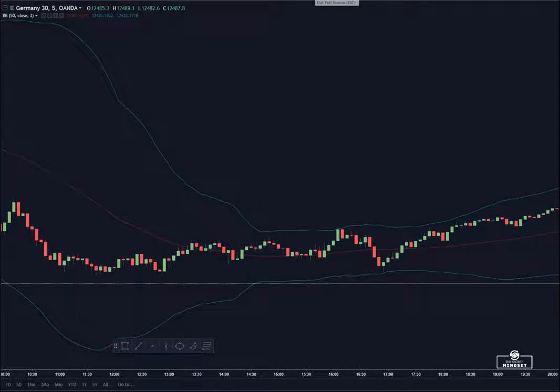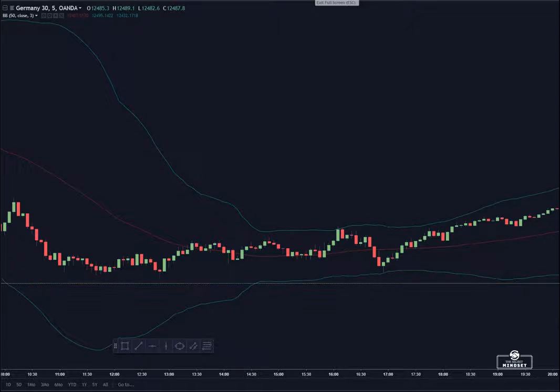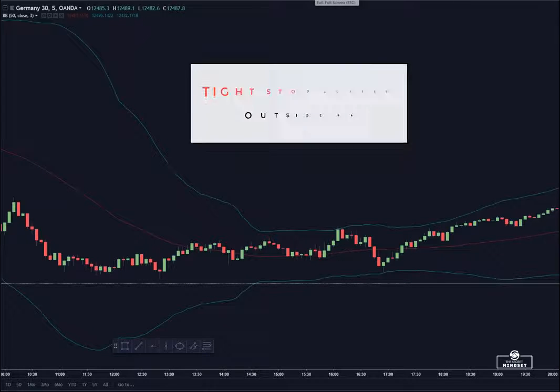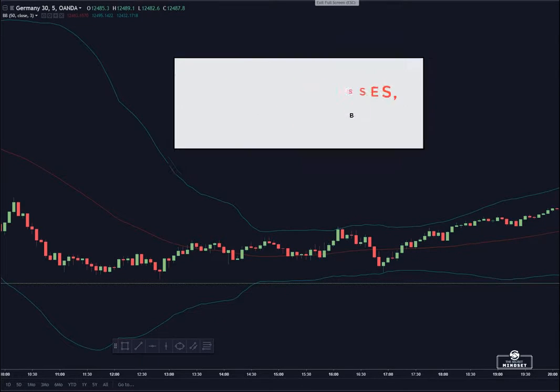Here's another example on the DAX index chart. Here we have a great short entry at the upper Bollinger Band, followed by an excellent buy entry at the lower band area, which also included a support level from the previous price action. This is one of my favorite Bollinger Bands patterns, as it allows me to enter the market during low volatility periods at high probability areas, and more importantly with tight stop losses outside the bands.